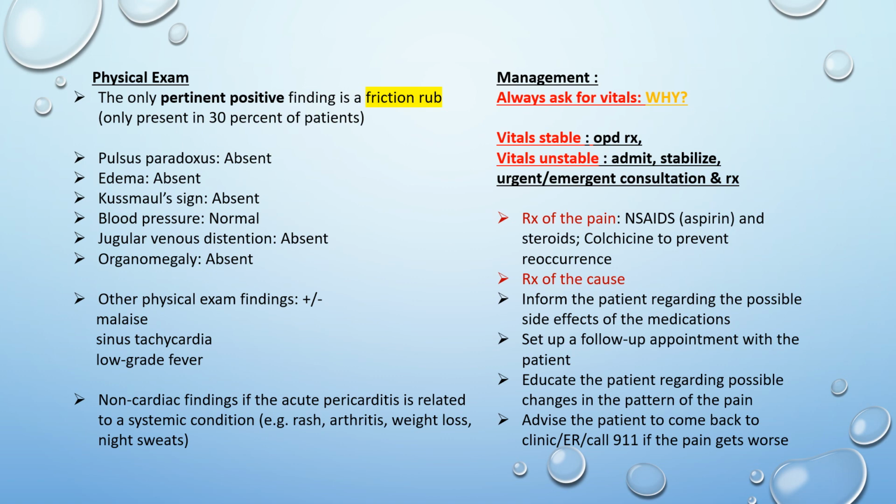In terms of treating the chest pain, you can start with NSAIDs and steroids. Colchicine can be applied if there is reoccurrence of the chest pain. Do not forget to treat the cause of the acute pericarditis. For example, whatever the cause and risk factors we have mentioned in our previous slides, if there is any, please treat them. Inform the patient regarding the possible side effects of the medication.